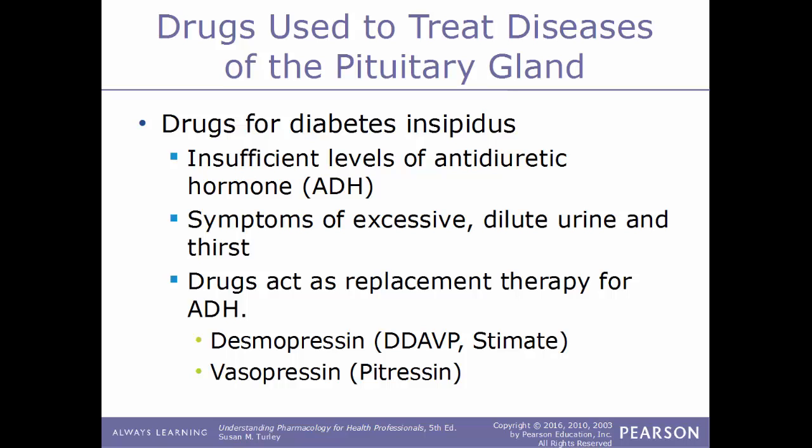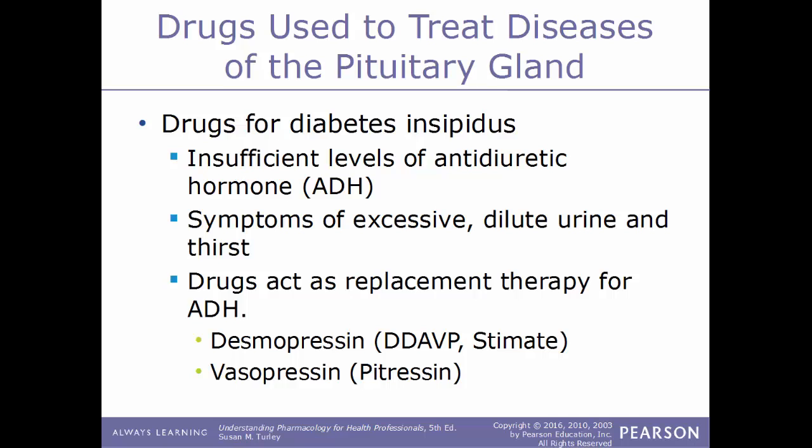Another condition of the pituitary gland is diabetes insipidus. Now this is having insufficient levels of anti-diuretic hormone, or ADH. Some common symptoms of this condition are having excessive amounts of very dilute urine, and also having a high level of thirst. The drugs that are given to treat this condition act as a replacement for the hormone ADH. Some examples would be desmopressin, sold under the names Stimate or DDAVP, or vasopressin, sold under the name Pitressin.